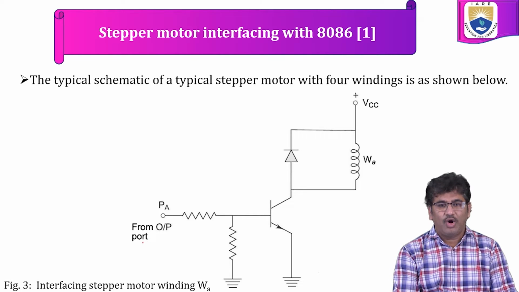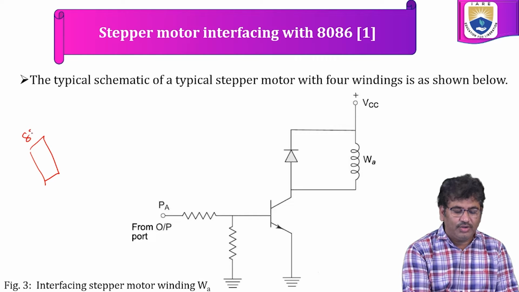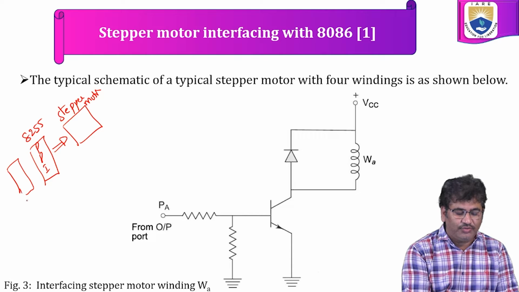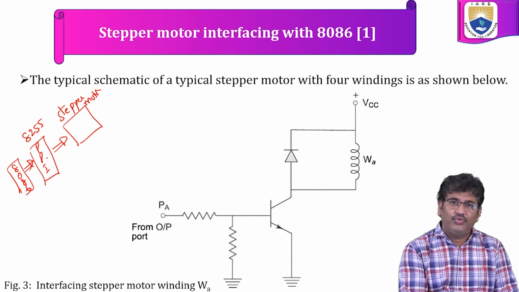Here you have an output port. The 8255, which is a programmable peripheral interface, is going to send the pulses to the stepper motor. The basic data we are going to get from a processor, in this case the 8086. So now the 8255 is driving the stepper motor.